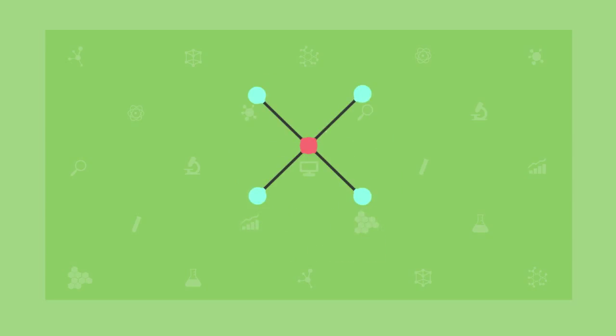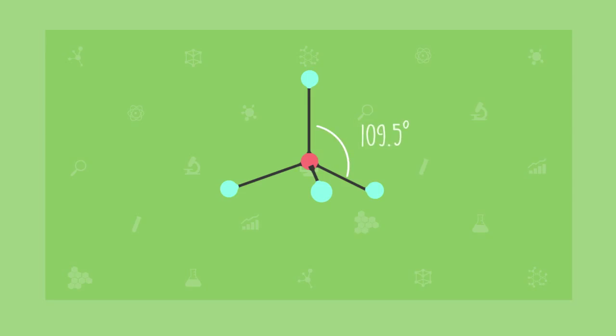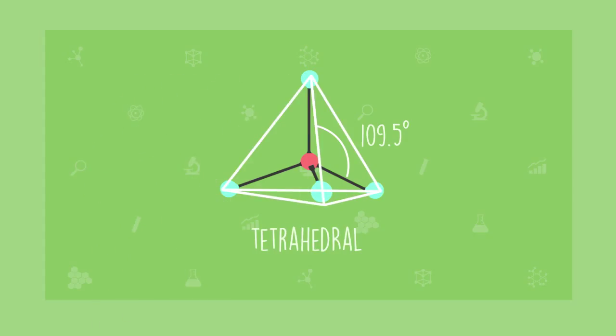Now let's look at a molecule with four things hanging off a central atom. You'd think the atoms would want to spread themselves out like this, but that only makes a 90-degree angle between the atoms. Instead, to get as far away from each other in 3D space as possible, the atoms will arrange themselves like this. This gives the atoms an angle of 109.5 degrees between them. And this shape is called tetrahedral. Tetra means four. And if you imagine that each atom is the corner of a face, that gives us four triangular faces.